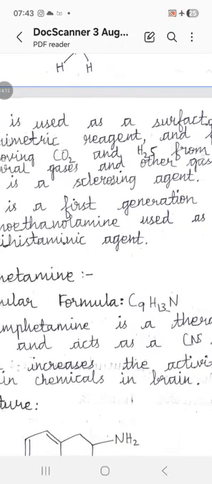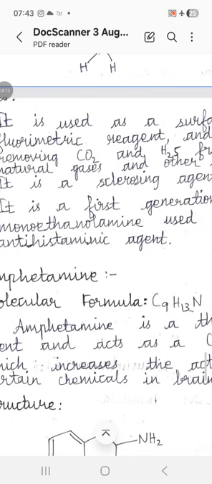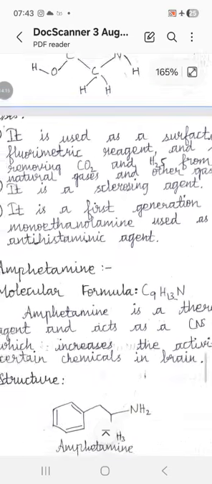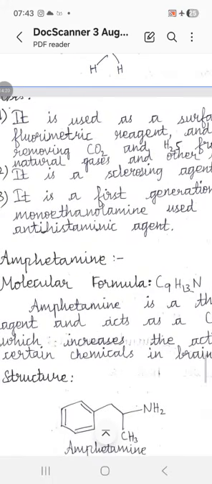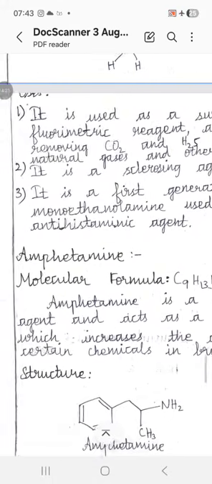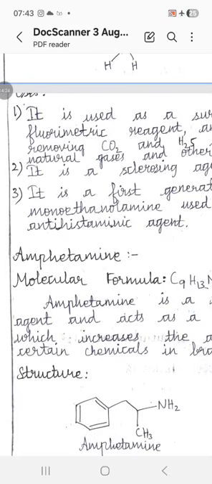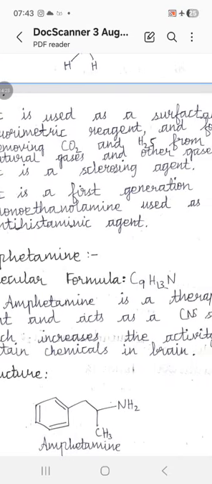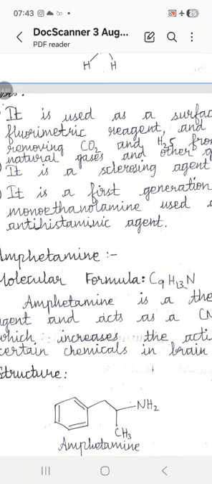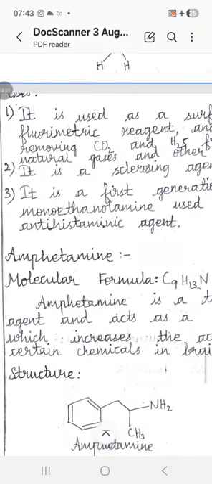It is also used as a sclerosing agent. It is a first generation monoethanolamine used as an antihistaminic agent.